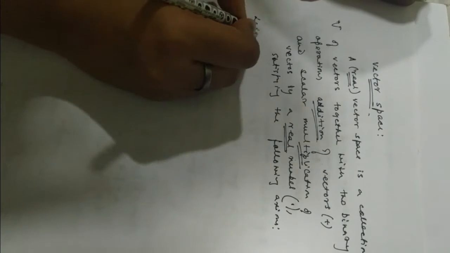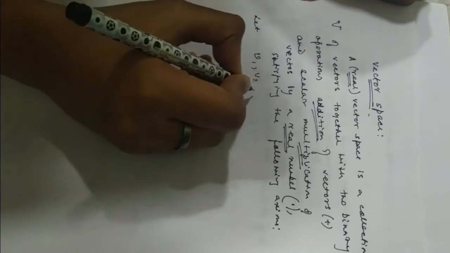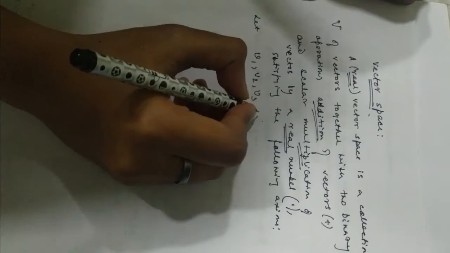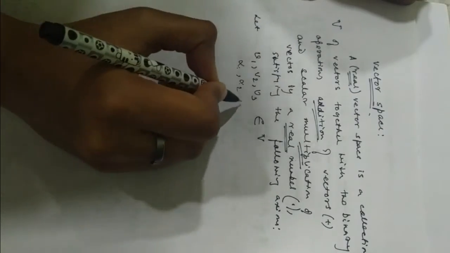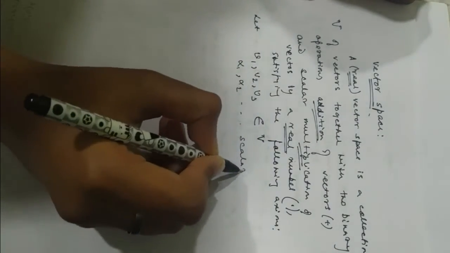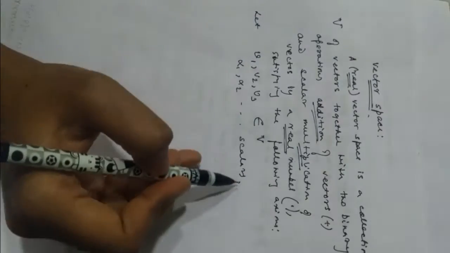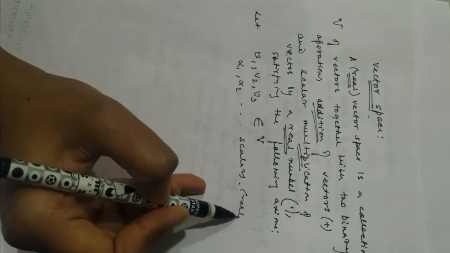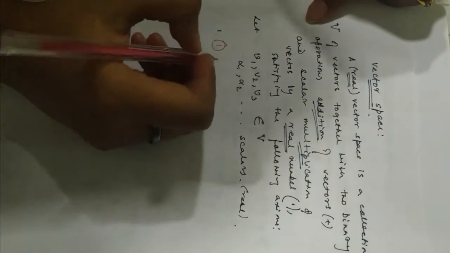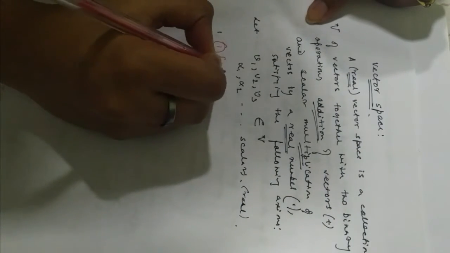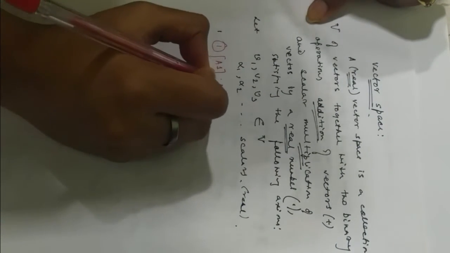First, let's define. Let the vectors be given by v1, v2, v3, which are the vectors of the vector space V, right? And let alpha 1, alpha 2 be the scalars, or rather, in case of real vector space, the scalars which are real numbers, right? So the axioms which need to be fulfilled are first A1, addition is commutative.